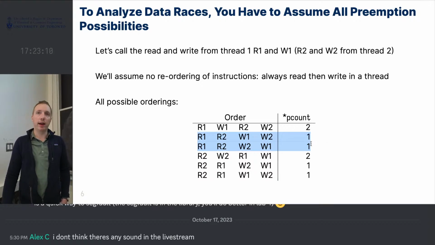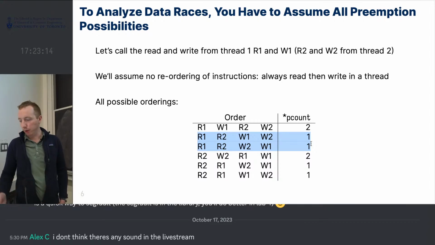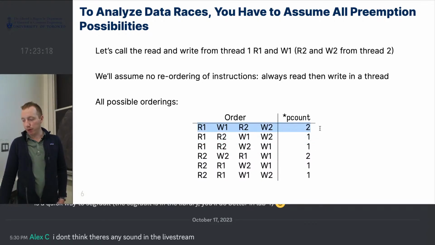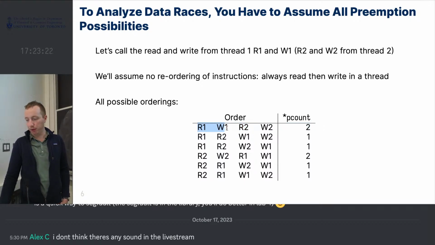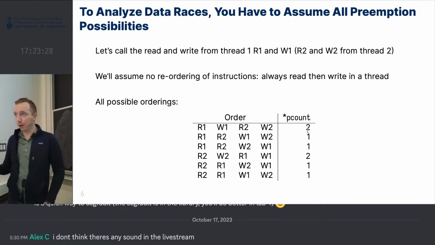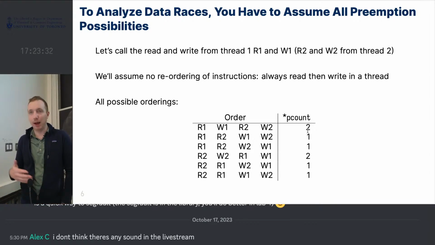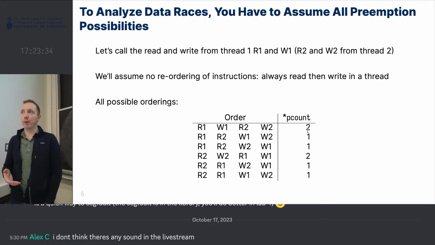and then at that point, it doesn't matter if we context switch back or not, we still get the result 1, and we will get the result 2 in the top case where thread 1 executes to completion, and then we context switch over and execute thread 2 to completion. So for data races, you'd have to argue that all of them have the same outcome in order for it to be safe.